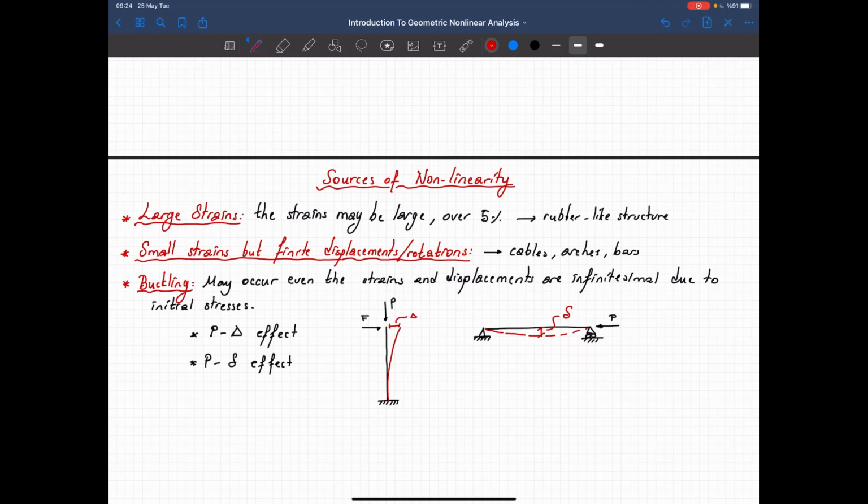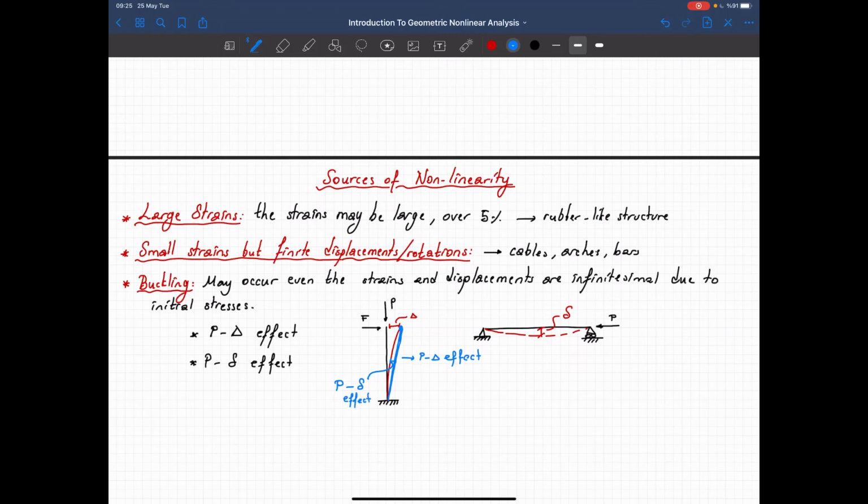Basically, for the P large delta effect, this is what we assume. We only consider the translation of the nodes. In other words, I'm assuming that this translation is linear. That's the P large delta effect. And if you want to add the deformation, that will be the small delta. You have to consider the small delta, and this is what we call the P small delta effect.